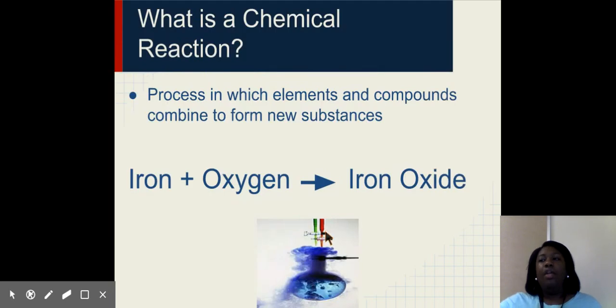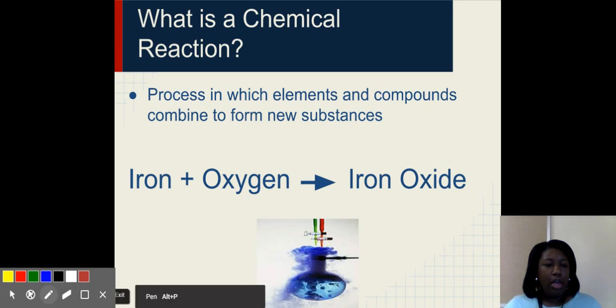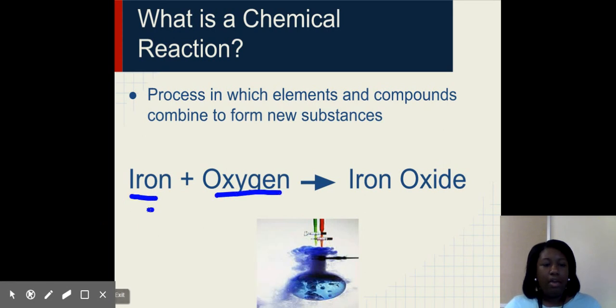All right. So with a chemical reaction, you saw color change, temperature change, gas formation, and solid formation. A chemical reaction is taking an element and a compound and putting them together. Right here we have the element iron, Fe, and oxygen, which is O2. Now we're putting them together to make an equation.